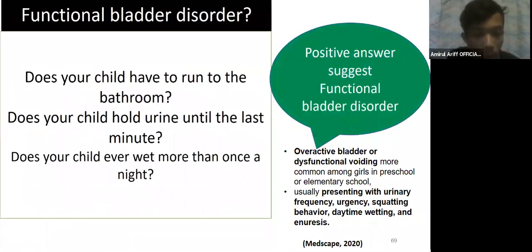Next, we look for functional bladder disorder. This is common among girls in preschool or elementary school, where the presenting complaints are usually urinary frequency, urgency, squatting behavior, daytime wetting, and also enuresis. So you can ask whether the child has to run to the bathroom, or whether the child holds urine until the last minute. Does the child ever wet more than once a night? So next.